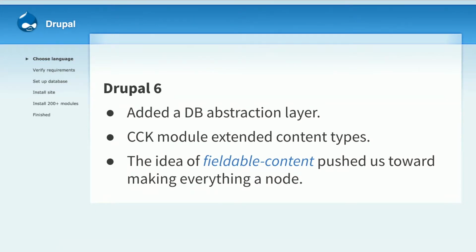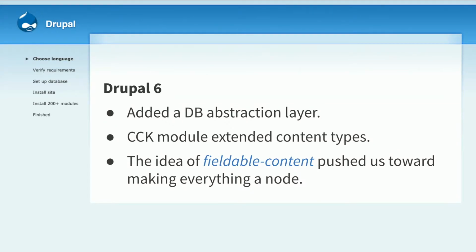To answer that question, what is an entity, it helps to look at Drupal's history. In Drupal 6, that was the first version where we had this database abstraction layer. And with that, the storage mechanisms organized Drupal's content hierarchy in a very mature way.